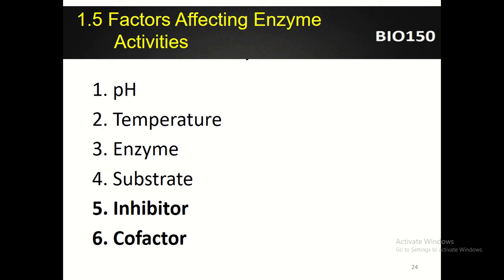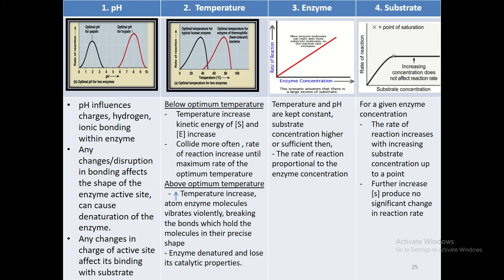So there are several factors that affect the enzyme activity. The first one is pH, second one is temperature, enzyme concentration, substrate concentration, the presence of inhibitor, and also the presence of cofactor. So the first one, pH. pH can influence the charges, the hydrogen bonding, and also the ionic bonding within the enzyme. Therefore, any changes or disruption in bonding will affect the shape of the enzyme active site.